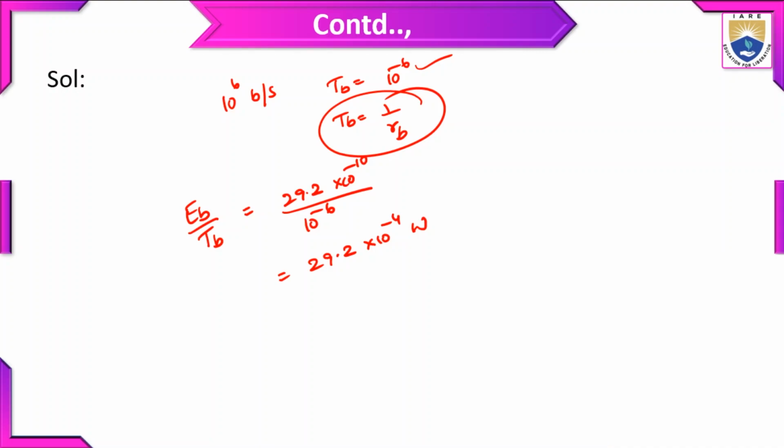Okay, so for maintaining probability of error less than or equal to 10 power minus 4, the average carrier power is 2.9 milliwatt. You can write it as 29.2 into 10 power minus 4 watts. So the minimum channel bandwidth required is approximately 1 by Tb. 1 by Tb again comes to Rb, so it is nothing but 1 megahertz. This is the minimum channel bandwidth required for this one.